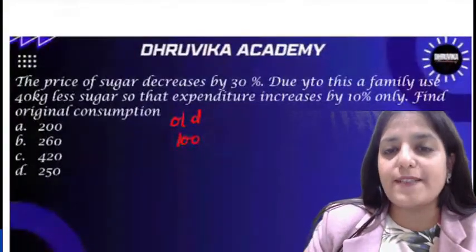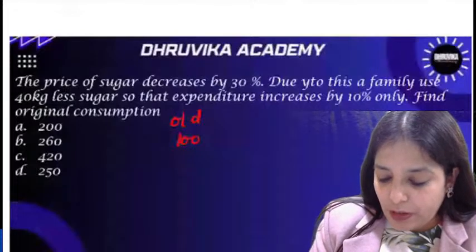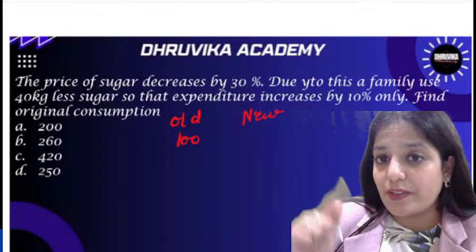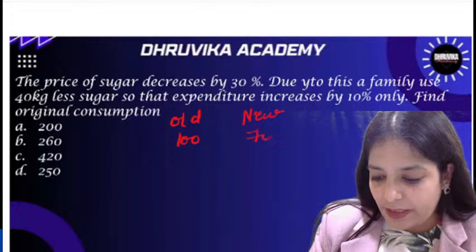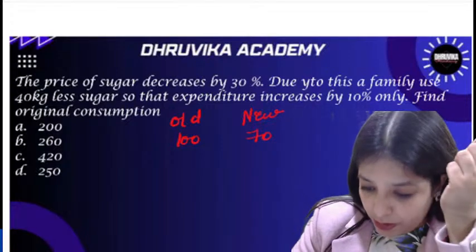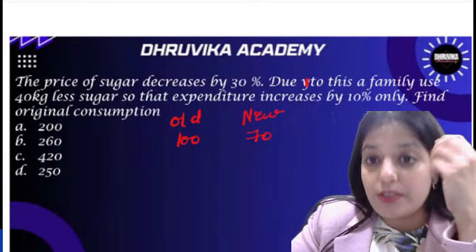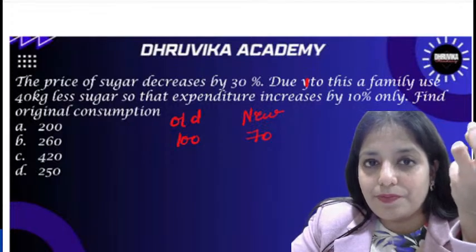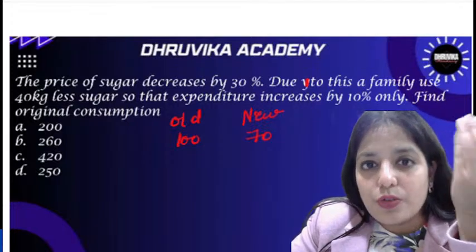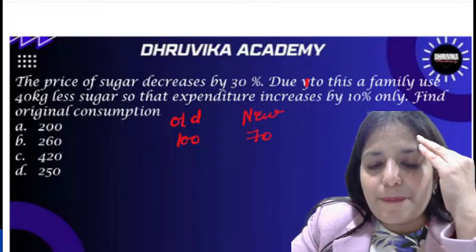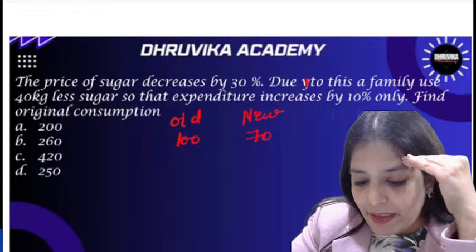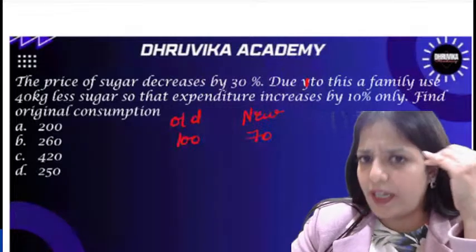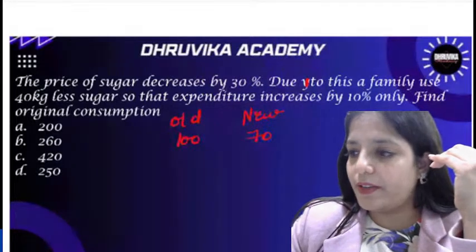Yes, my old expenditure was 100 and my new expenditure would be... my old expenditure has decreased by 30%, so my new expenditure would be 70. Okay, now further they are saying due to this a family uses 40 kg less sugar, so that expenditure increases by 10% only. Okay, I think there is again a typing error in this question.